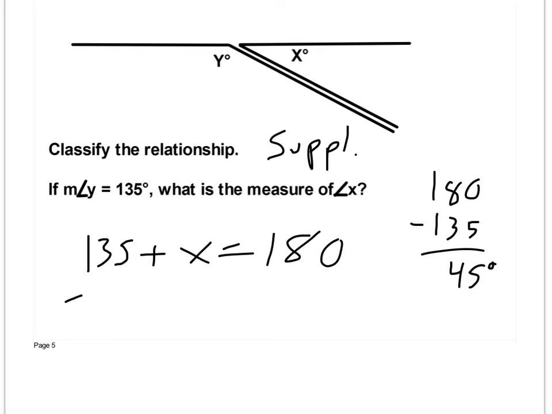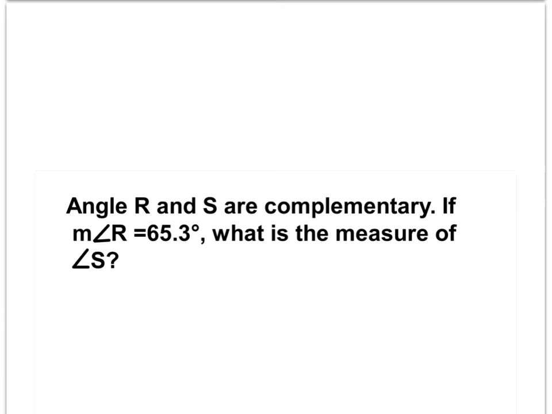So to get X by itself, I'd subtract 135 from both sides. X would have to be 45 degrees. Any questions on how to do that? Write this down.